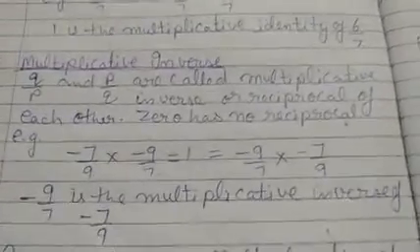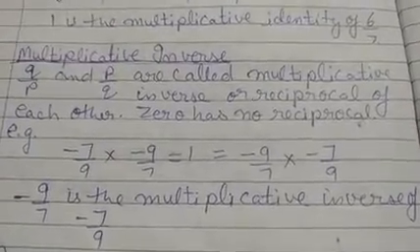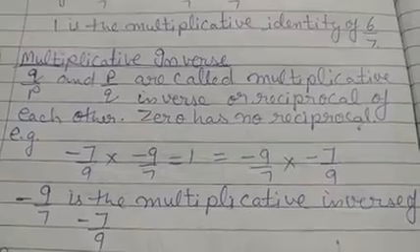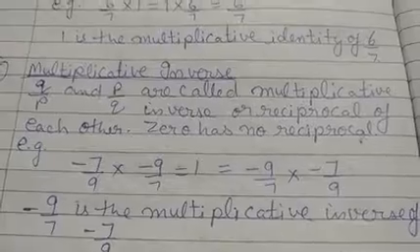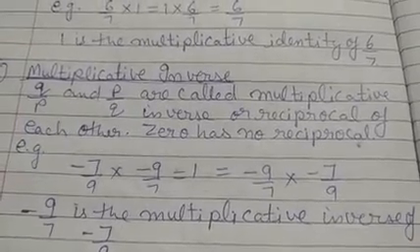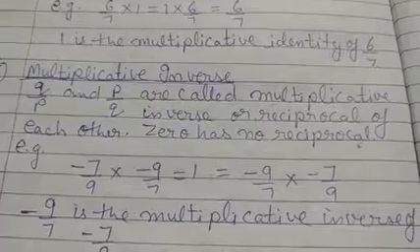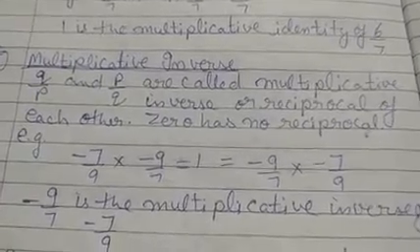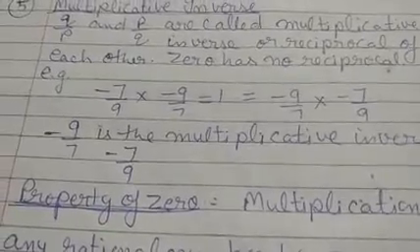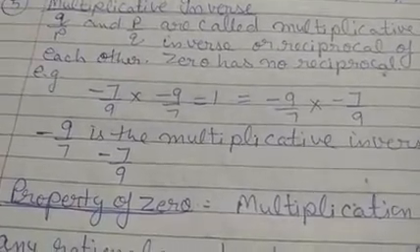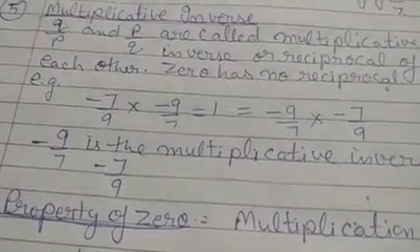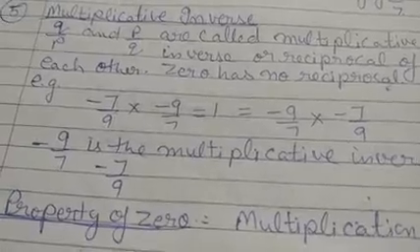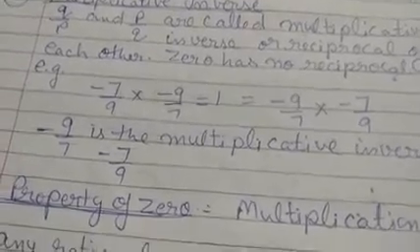Next is multiplicative inverse. Actually, inverse is the reciprocal of the rational number. If you multiply a number by its reciprocal, that gives you 1, the same as the multiplicative identity. So minus 9 by 7 is the multiplicative inverse of minus 7 by 9, as an example. If we multiply minus 7 by 9 into the reciprocal of that number, that gives you 1.